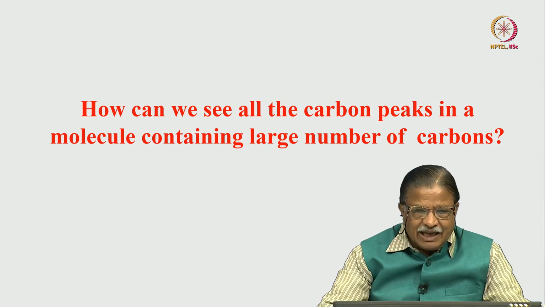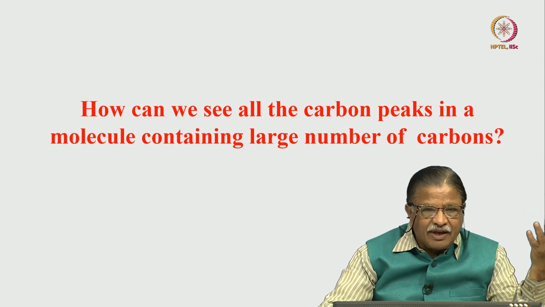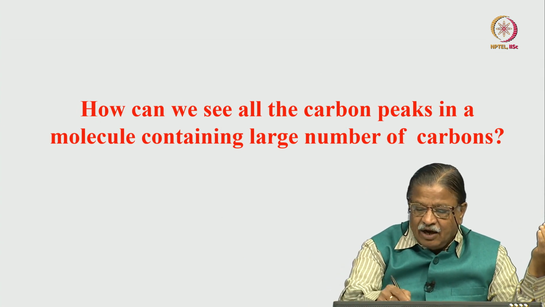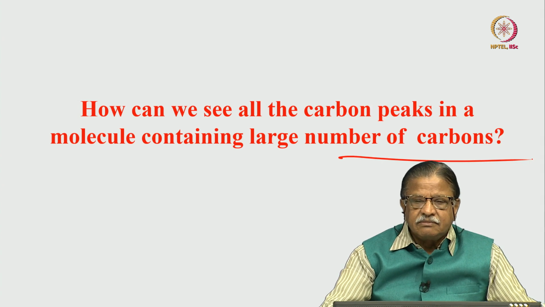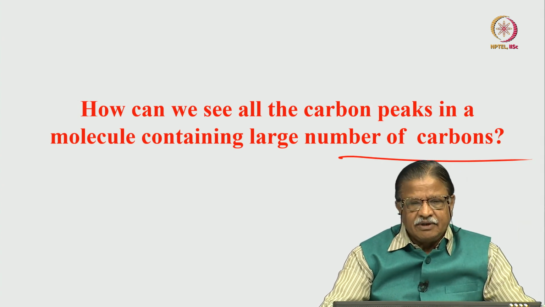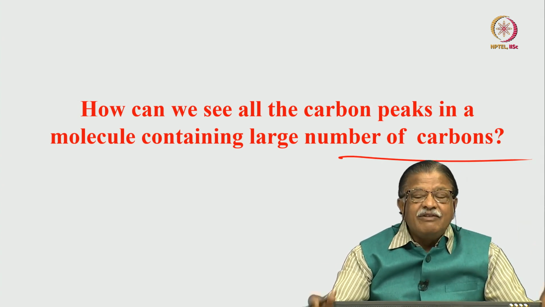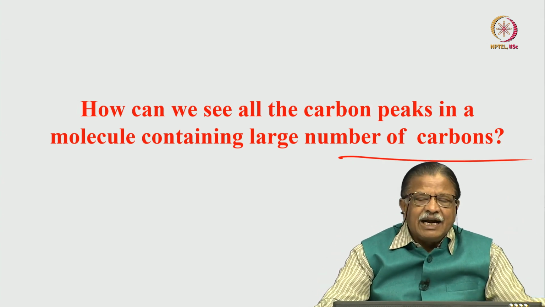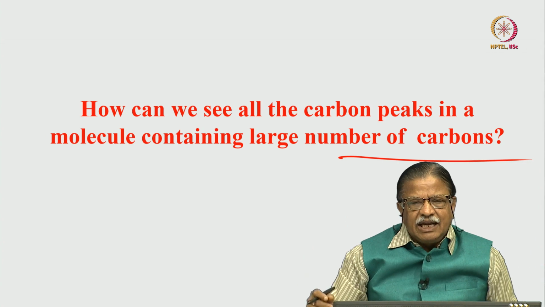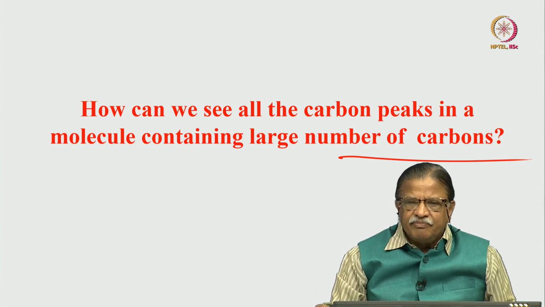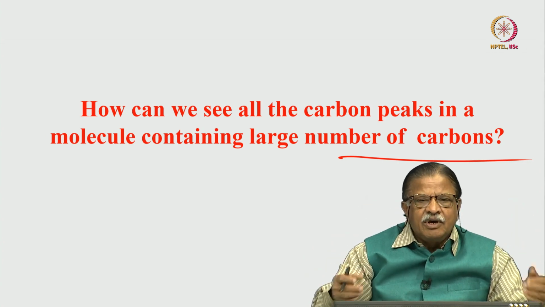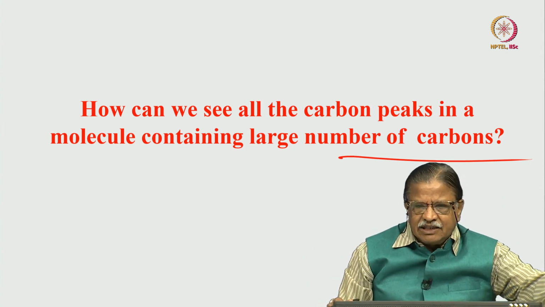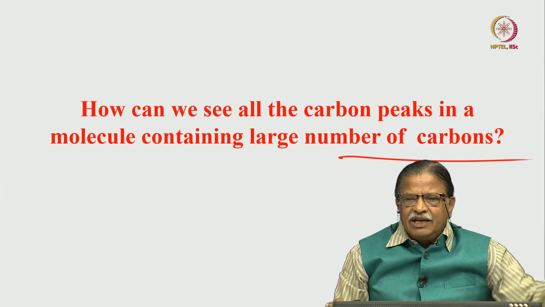Then the question one can ask is, how can we see all the carbon peaks in a molecule containing a large number of carbons? Theoretically I showed you it is difficult, but practically we are seeing the spectrum. Take any organic molecule containing a large number of carbons, 10 or 15 carbons, no problem. Go and take the NMR spectrum, you will get it. Then how can we get that? I just now said even with 6 carbons it is 1 in a quadrillion.